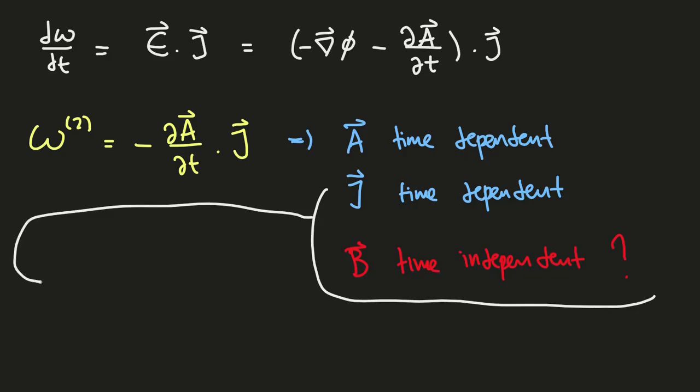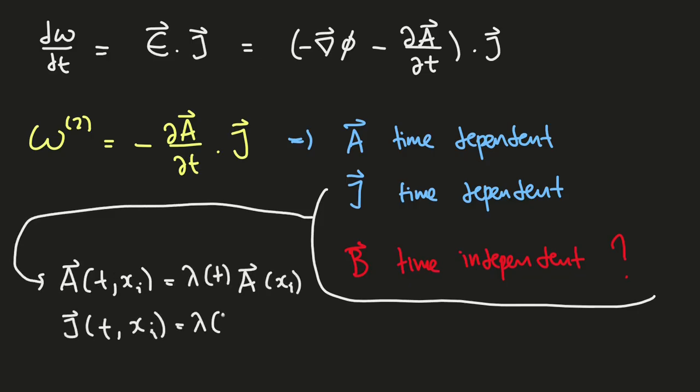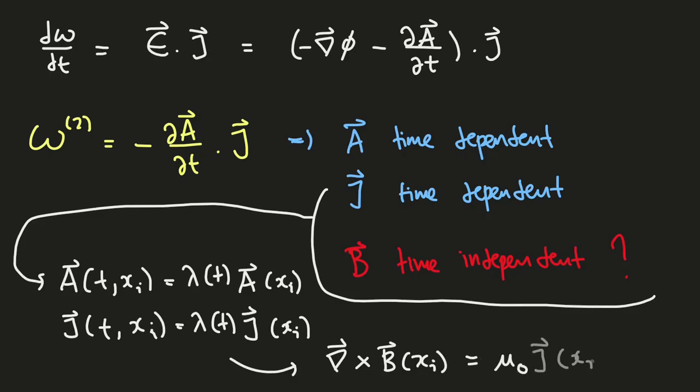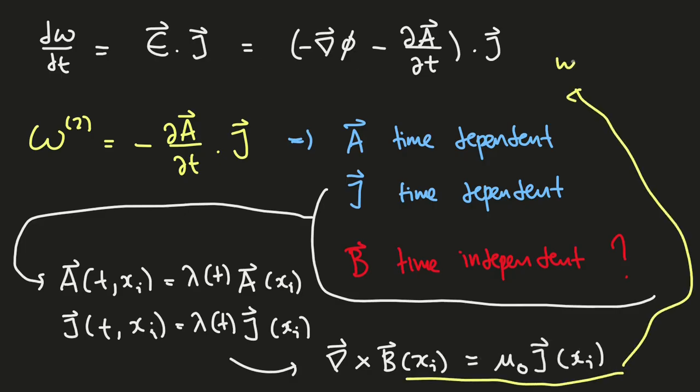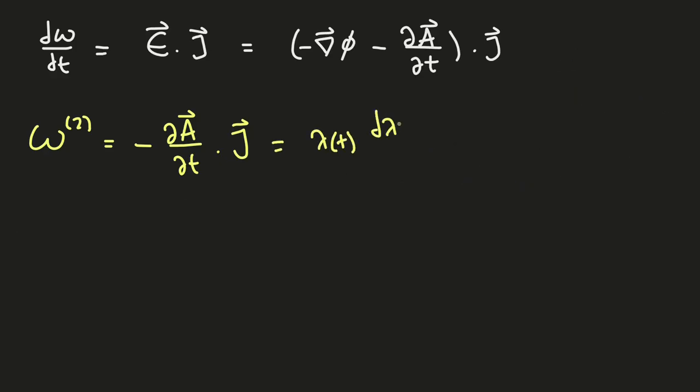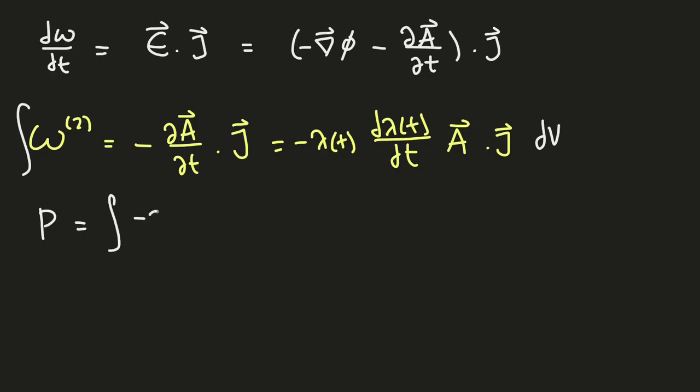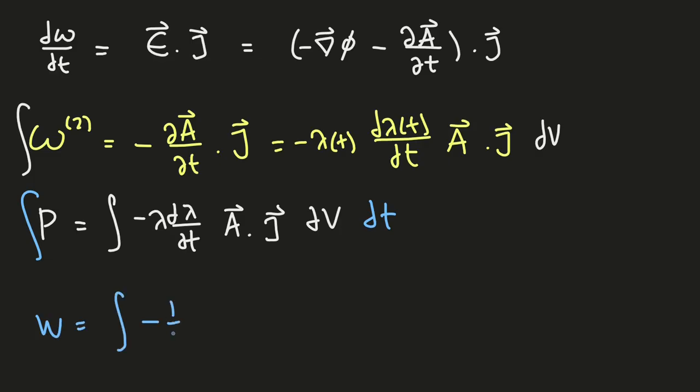We separate A and J by variable separation like this. We separate space and time by some function. So here, we will get the Ampere's law equation for magnetostatics as this. That's what we're looking for in magnetostatics. So omega 2 will become this. And by integrating over volume, we will get the power of magnetic potential as this. And integrating again over t, we will get this.